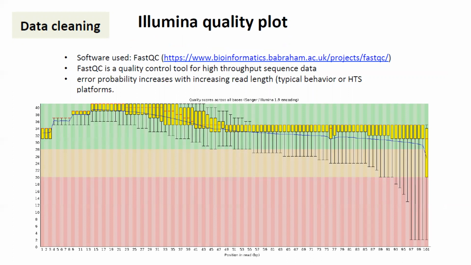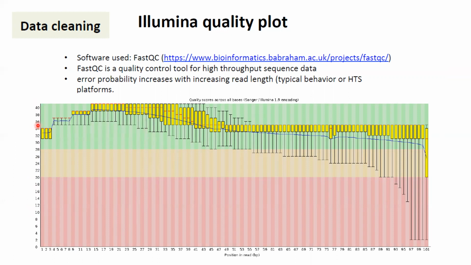How do we actually know what the quality scores are? Again, we can use FastQC. This is an example of an output plot of FastQC. On the x-axis, you have the position of each read, and on the y-axis, you have the Phred quality, which I explained to you on the slide before. Plotted are the quality scores of all the reads obtained for a particular genome.